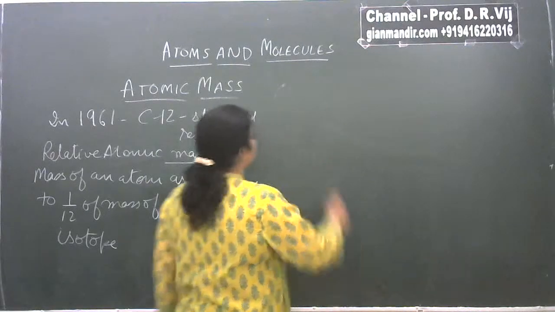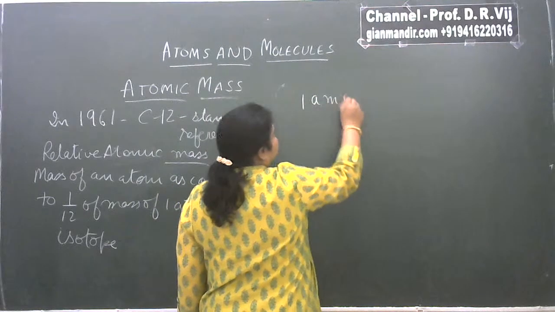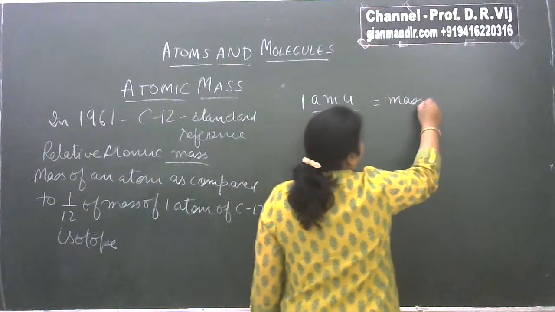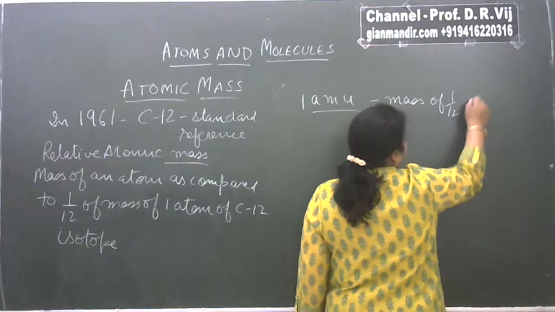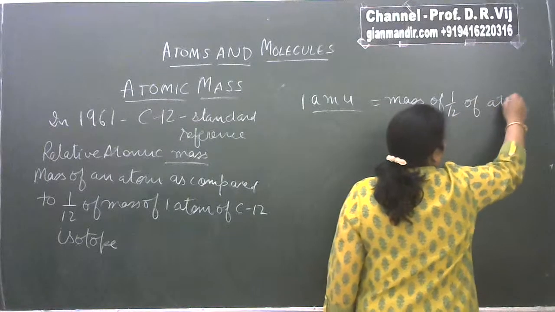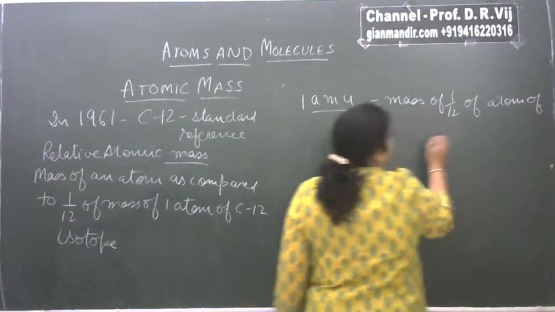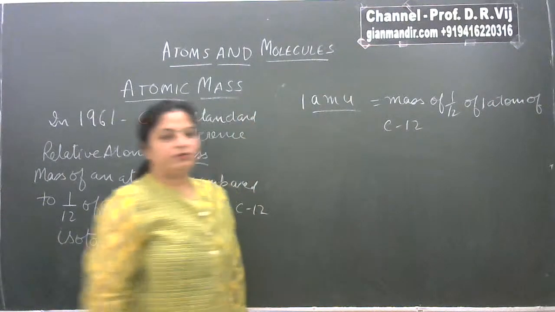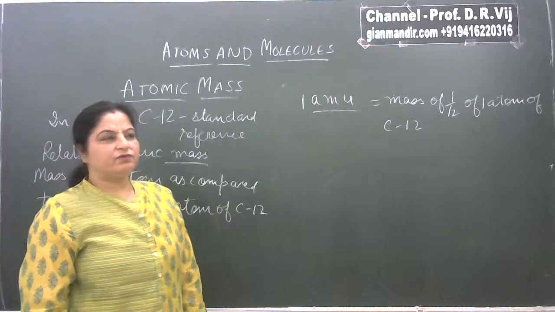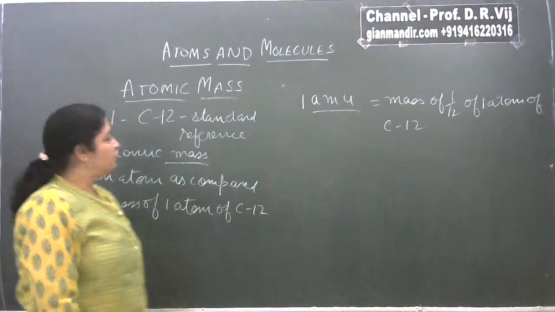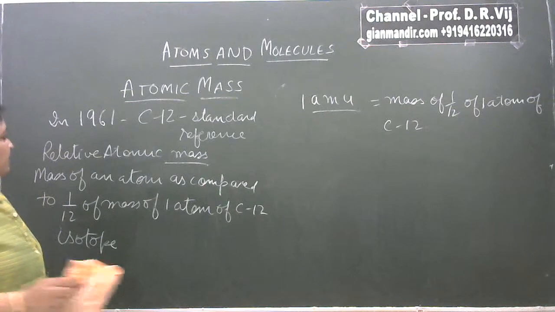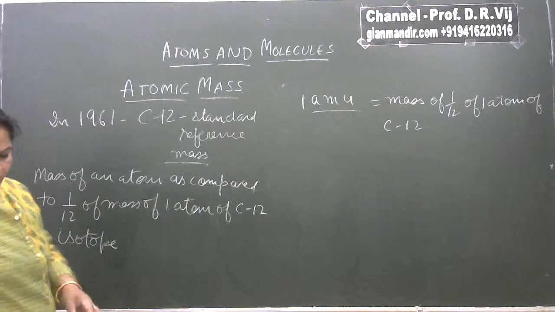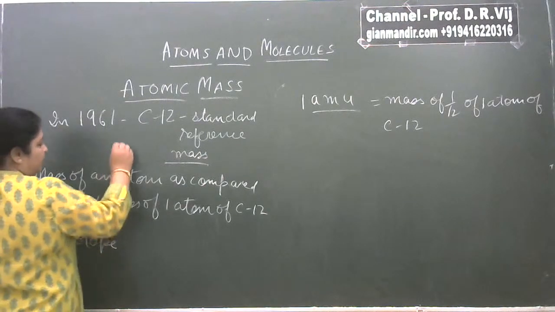And now, what is one atomic mass unit, or what is one unified mass? It is equal to the mass of 1/12 of one atom of carbon-12, right? So in this way we got the expression for atomic masses, and similarly we can explain the molecular mass also. So now how to define the molecular mass?